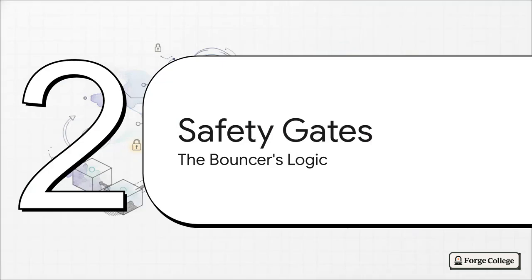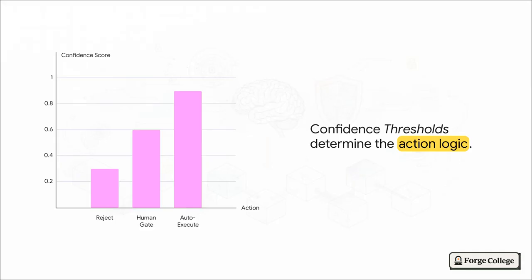Which brings us to section 3, setting the safety gates. This is where our bouncer actually starts checking IDs at the club door. We've got our confidence score, but now we need the thresholding logic. Let's break down exactly how we treat these confidence scores, which range from 0 to 1. Think of scores above 0.8 as the high rollers. They completely bypass the line and go straight to the VIP auto-execute lounge. No human intervention needed whatsoever.